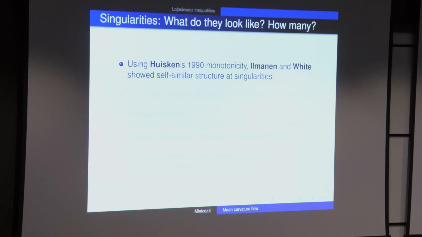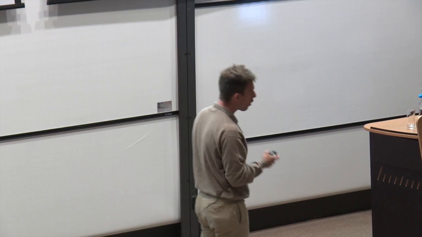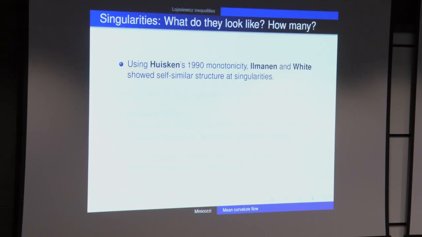There's a theory for what singularities look like for these flows. It starts in 1990 with Huisken and the monotonicity formula. This monotonicity formula allows one to get control over rescalings of the flow, similar to a blow-up analysis for minimal submanifolds, minimal varieties, say.